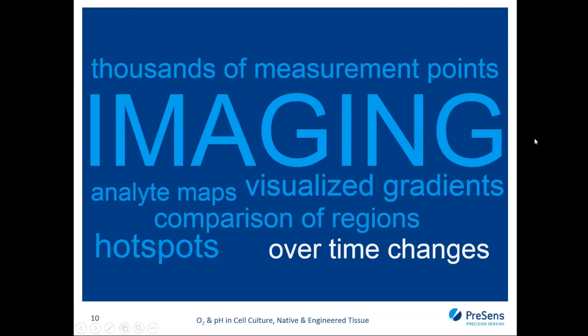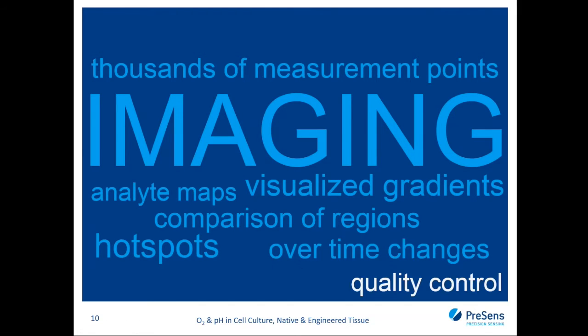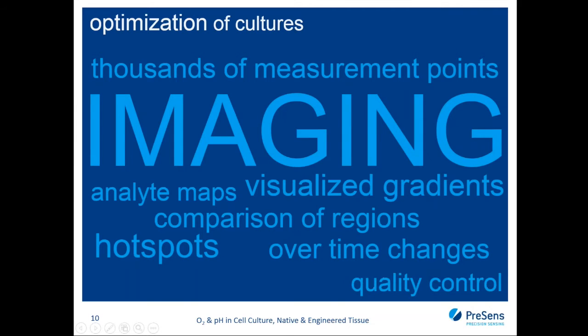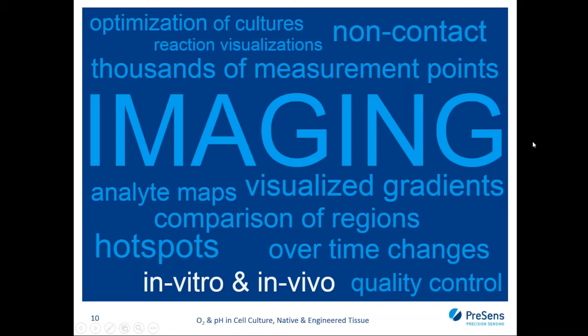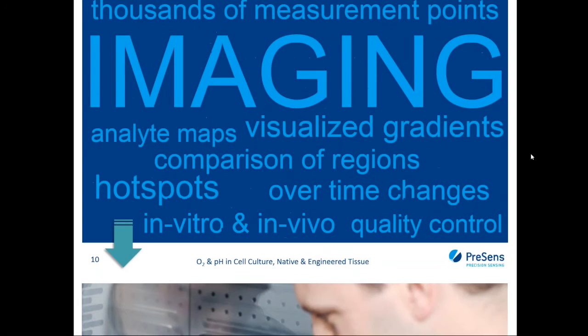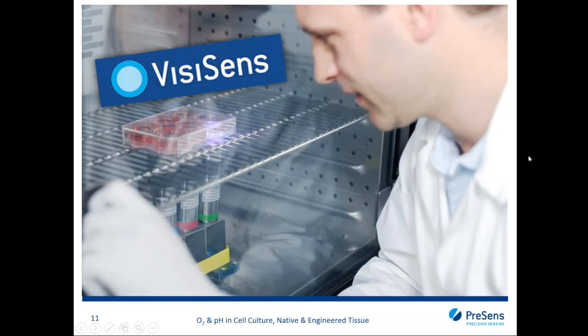You can monitor over-time changes of the analytes. You can do quality control and optimize your cultures in terms of the physiological oxygen values or pH values that you want to have for your growth conditions. Further on, you can visualize reactions that take place, and imaging works in a non-contact readout mode. And it works in vitro as well as in vivo. And you can do all that with the VisiSens imaging systems from VisiSens.